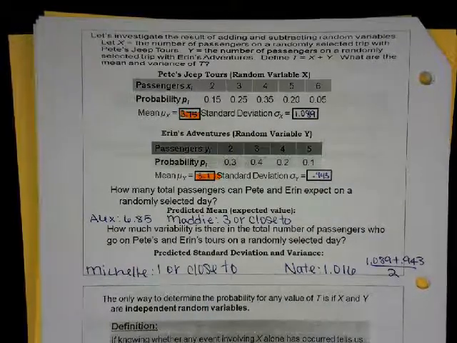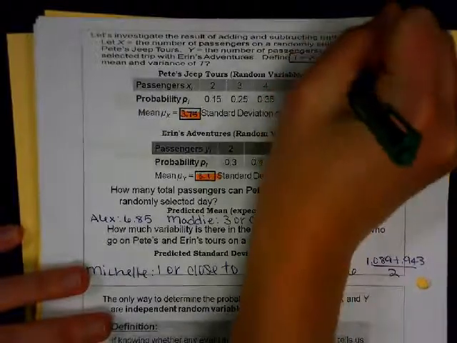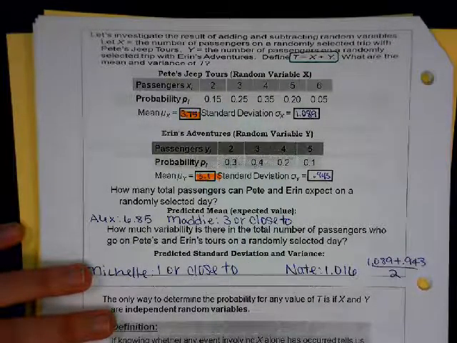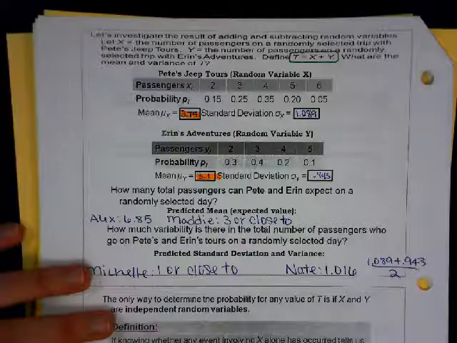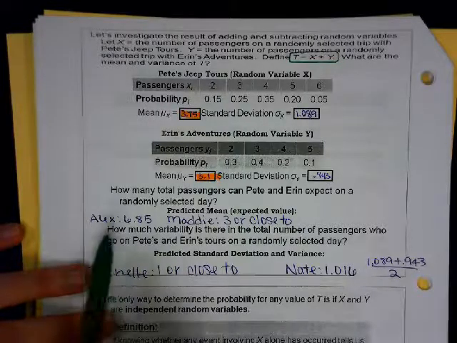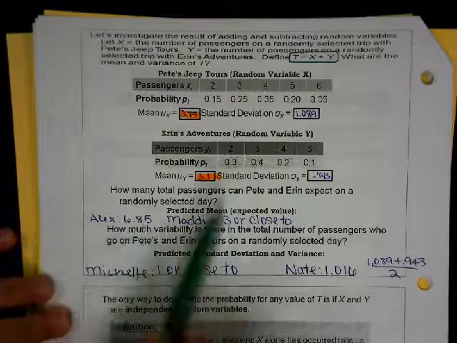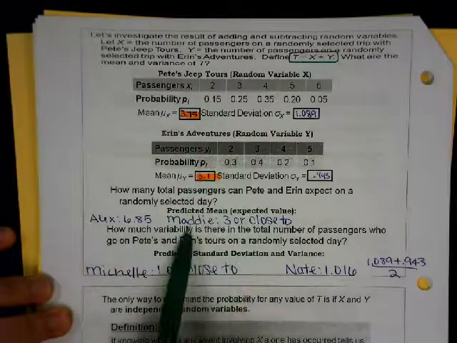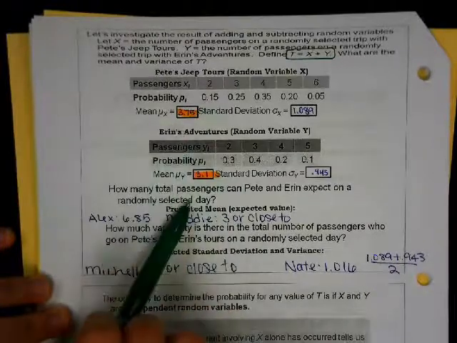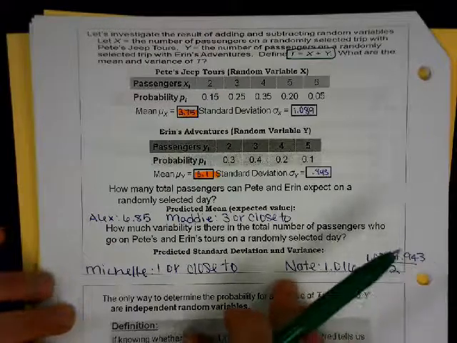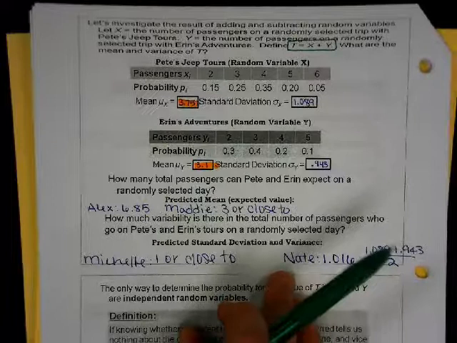So what we're going to do is add the 2 variables together. And I had you guys do predictions on what you think the expected value of Pete and Erin together is and the standard deviation is. Alex predicted 6.85. He just added them. Maddie said it's going to be around 3 because they both have expected values around 3. And then nobody else was brave enough to give me a prediction. Anybody want to add a prediction?